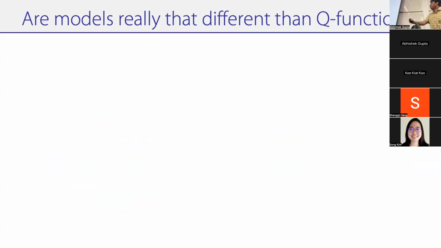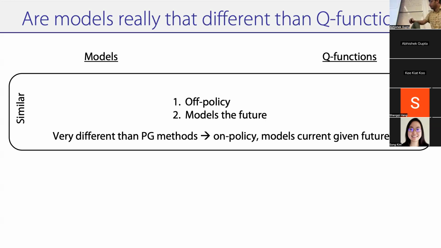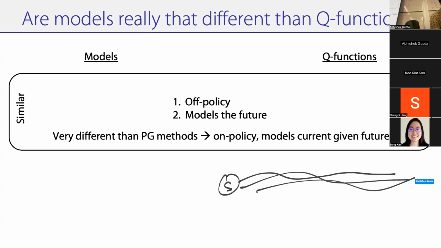Okay, so maybe another thing that's interesting to think about is what is the difference between a model and a Q function? A model is off policy, as is a Q function. Both you can train on any data. Both of them model something about the future, right? A model models a one-step state. A Q function models the cumulative future. And they're both very different from policy gradient. With a Q function, you go from S and take the cumulative future, and that's your Q function. With a model, you take S and A, and it gives you S prime. Both of them are causal, they go forward.